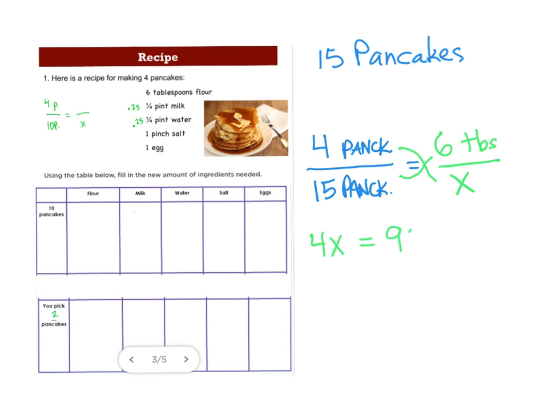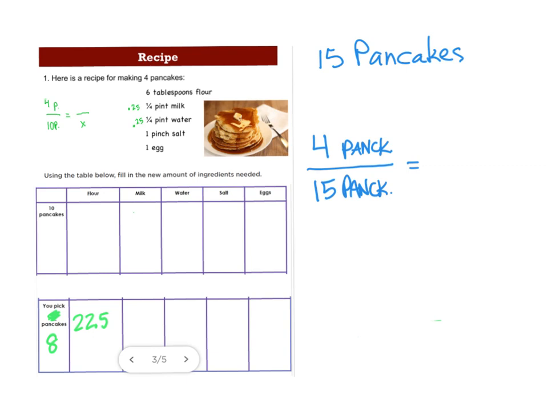Now, an interesting fact about these proportions is that these cross products are equal. So we can use this to help us find the missing variable, which in this case is the tablespoons for 15 pancakes. So I know that 4 times some number is 90. To figure out what that number is, I have to divide both sides by 4, and I find that x is 22.5. This means that I need 22.5 tablespoons of flour to make 15 pancakes.